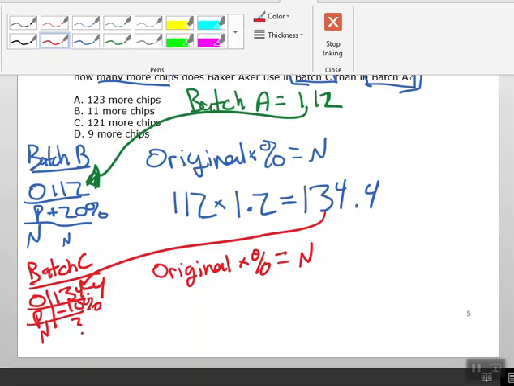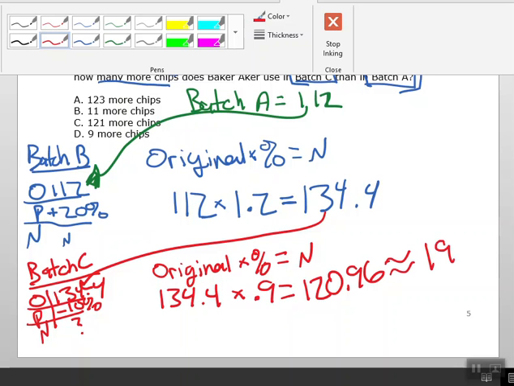Okay, so my original in this case is going to be 134.40 times 0.9, because if I'm taking 10% off, that means I'm using 90%, and what I'll get is 120.96. Okay, I'm obviously this baker who puts very specific amounts of chips in his muffins is not going to cut chips up to get 120.96 of a chip, so I'm going to round that up to 191.